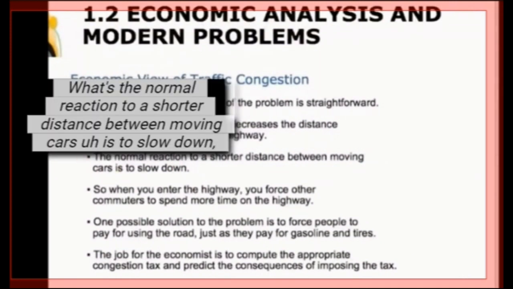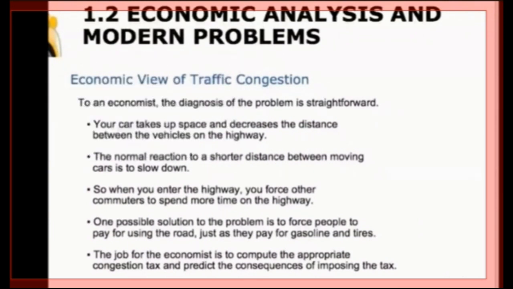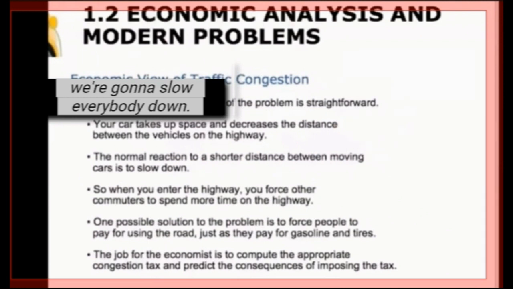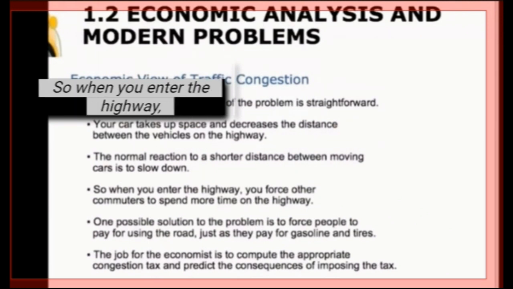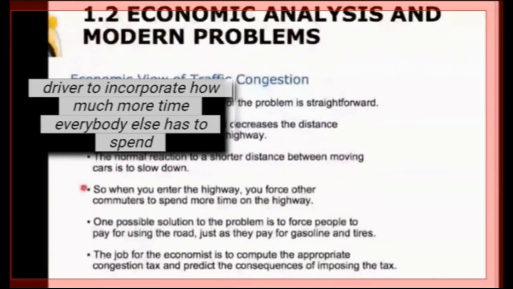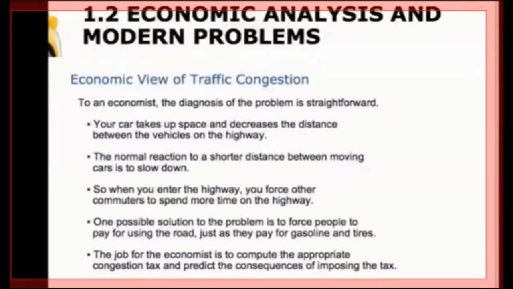What's the normal reaction to a shorter distance between moving cars? It's to slow down. Right? So if we add another car to traffic, we're going to slow everybody down. So when you enter the highway, everybody else has to slow down. One possible solution to this is to try to figure out how to get an individual driver to incorporate how much more time everybody else has to spend on the highway.